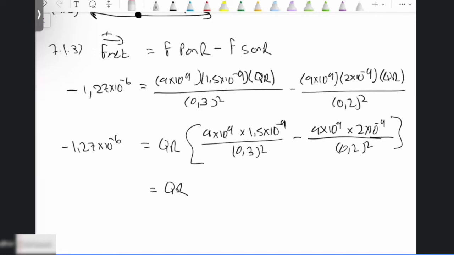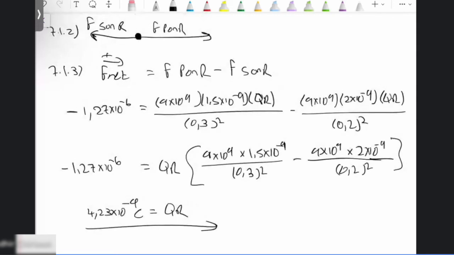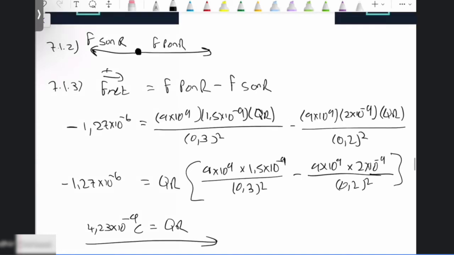Okay, so we're getting it as 4.23. Okay, 4.23 coulombs. So sorry, 4.23 times 10 to the minus 9 coulombs. If there are any questions you guys might have on this, please let me know, yeah?